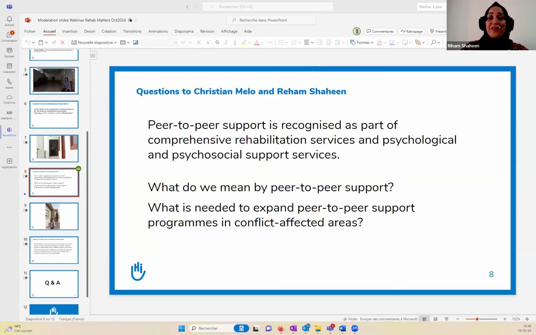And the good thing about peer-to-peer support is that it can be implemented in different ways. It shouldn't usually be one-to-one interaction in person. It could be through a platform. It can be carried out through phone, online, and this makes it more accessible for people living in hard and inaccessible environments. Over. Fantastic. Thank you so much.